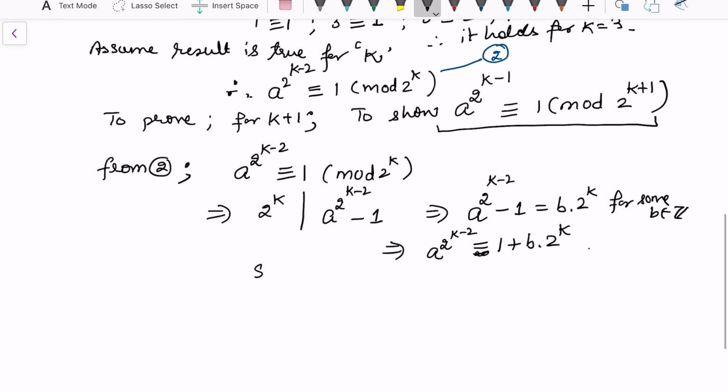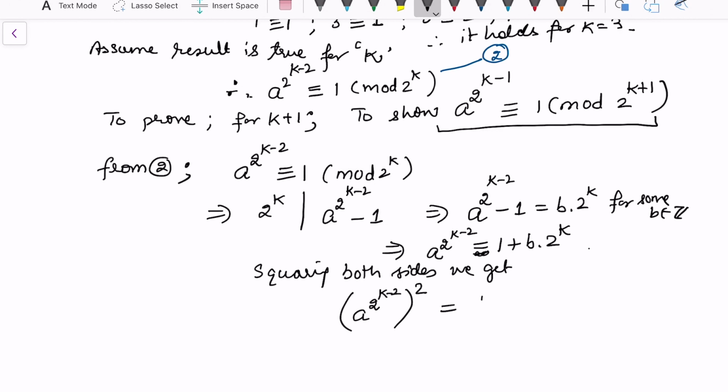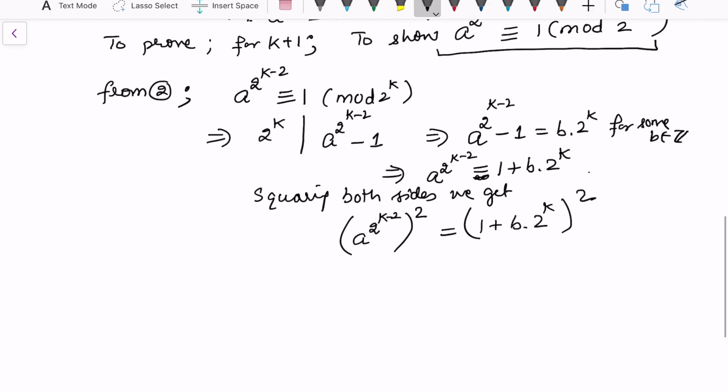Squaring both sides, we get a to the power 2 to the power k minus 2, whole square, equal to 1 plus b into 2 to the power k, whole square. Once we square this whole quantity, we get the a plus b whole square formula. So we have 1 plus 2 into b into 2 to the power k, plus b into 2 to the power k, whole square. And on the left hand side, because it is a square and there is already a power of a, the powers are going to multiply.